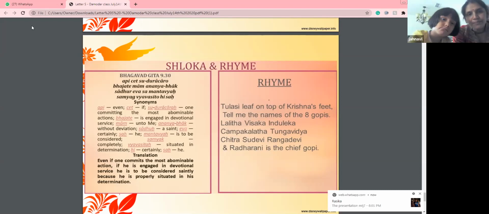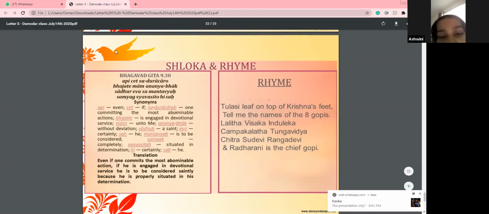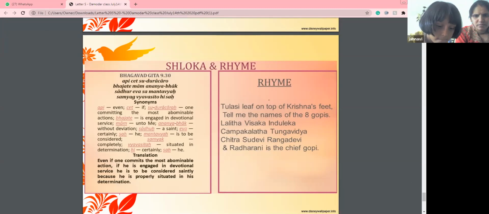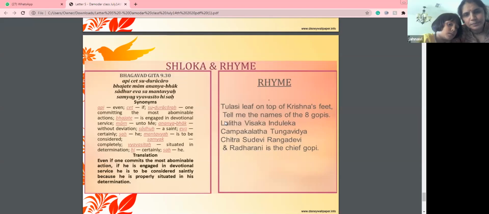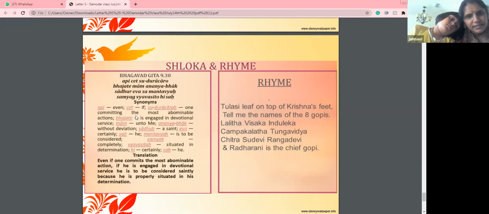Do you want to say the rhyme? Yes. Tulsi leaf on top of Krishna's feet. Tell me the names of the 8 gopis. Lalita, Vishaka, Indulekha, Champakalata, Tungavidya, Chitra, Sudevi, Rangadevi, and Radharani is the chief gopi. Thank you. Do you want to say the 7 mothers? Do you remember? No. Okay. Sirisa, do you want to go next?